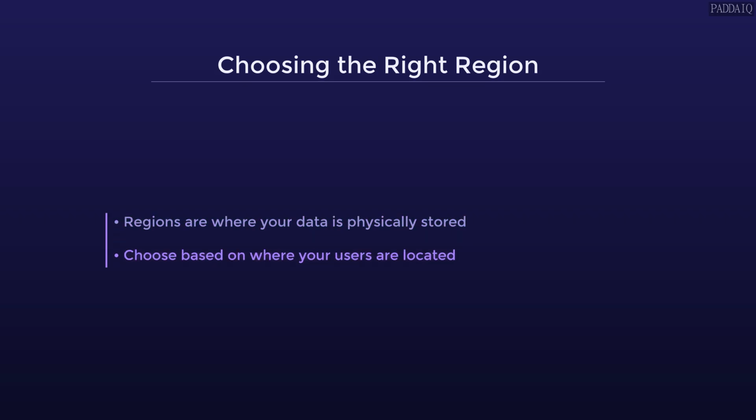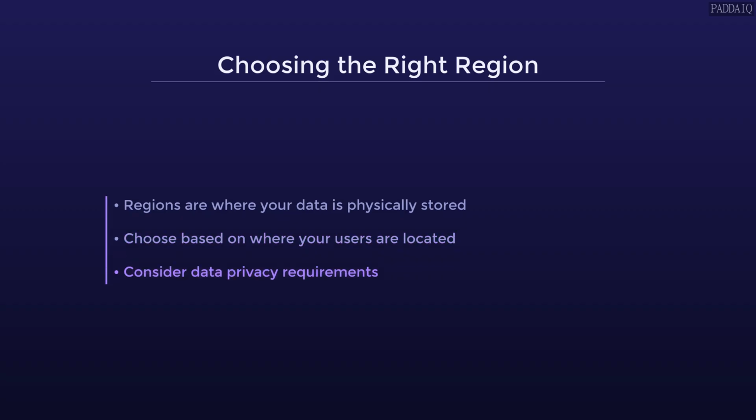Choose based on where your users are located. This means selecting the data center region closest to your main user base to ensure faster access and better performance. For example, if your users are primarily in Europe, deploy in Frankfurt rather than the US. This reduces latency and improves their experience with your applications.